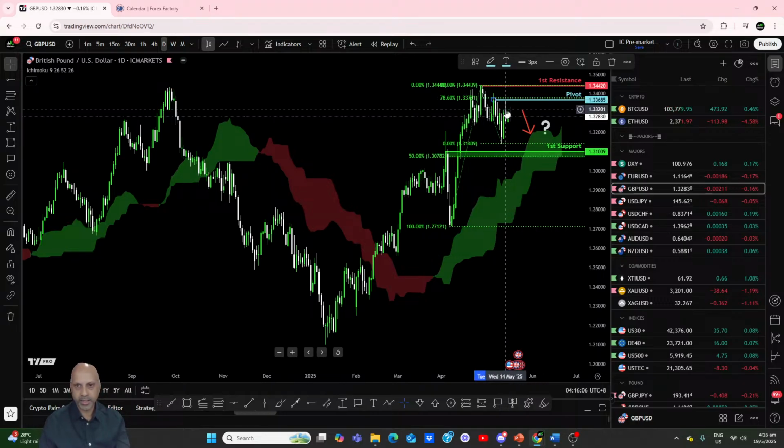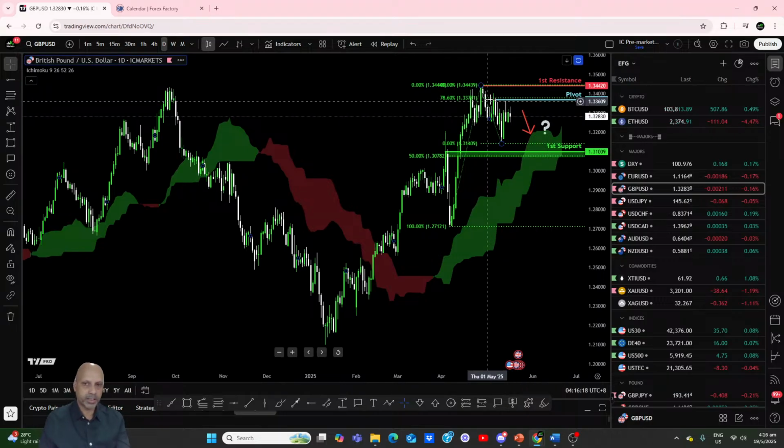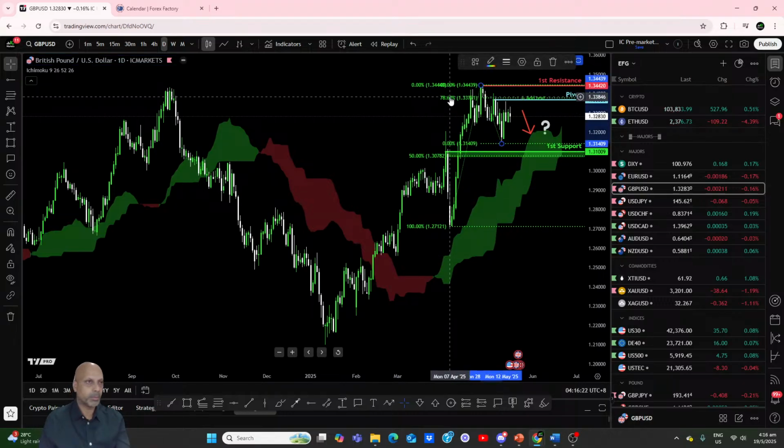We can see it did attempt to climb above 133.70 on Wednesday, 14th of May. However, it got rejected once more. So we can see a pretty decent resistance barrier at 133.68, which has been identified as the pivot. So take note, the pivot is a resistance barrier that's also accompanied by a Fibonacci retracement at 78.6%.